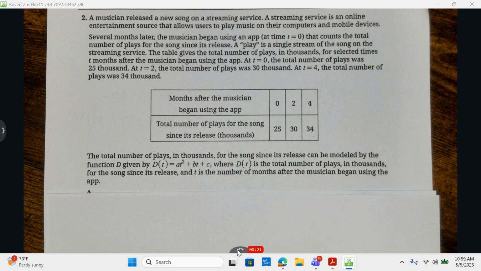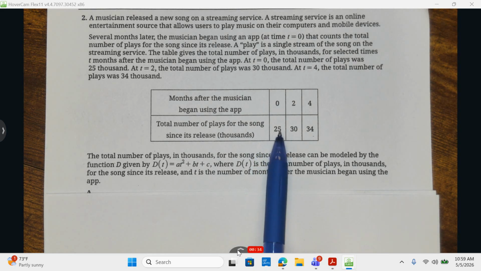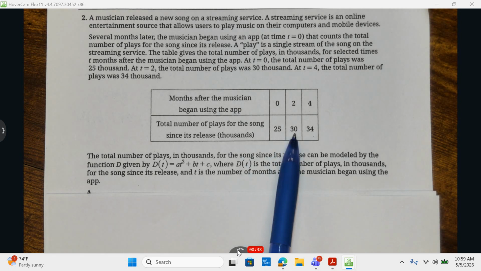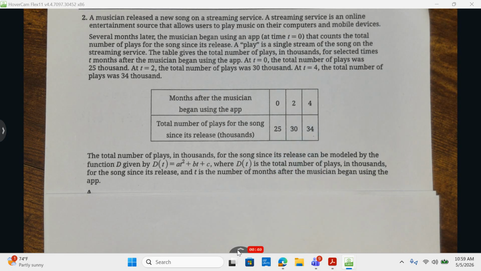The table gives the total number of plays in thousands for the selected times t months after the musician began using the app. At t=0, the total number of plays was 25,000. And so you can see they simplified it by writing 25 and over here saying thousands. At t=2, the total number of plays was 30,000, and at t=4, the total number of plays was 34,000.